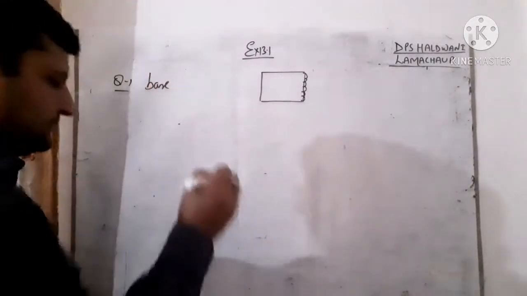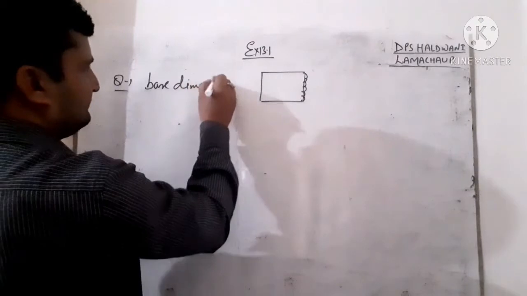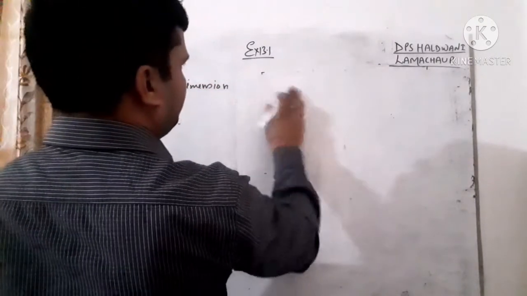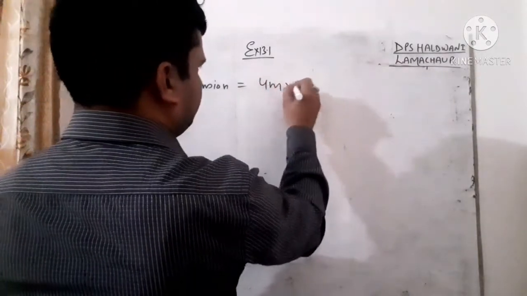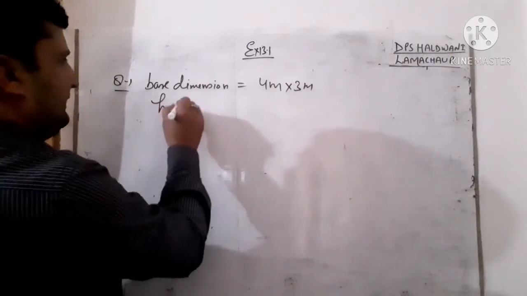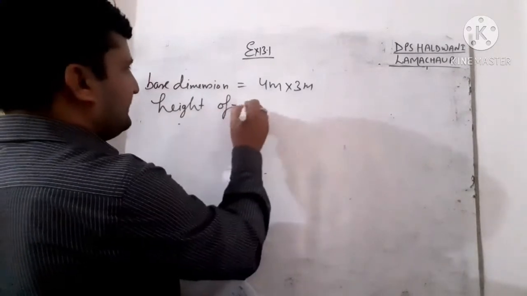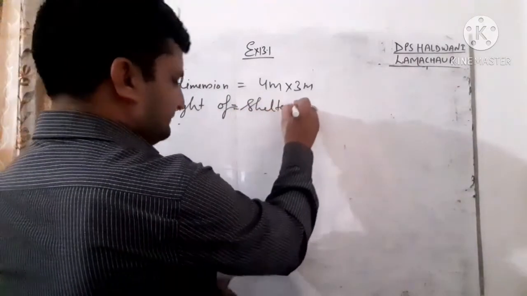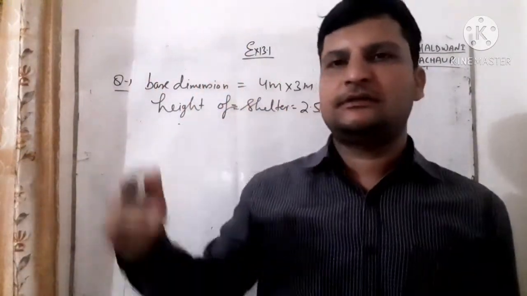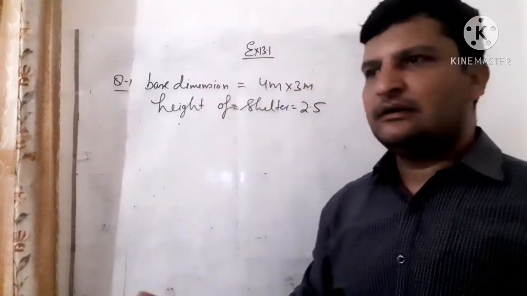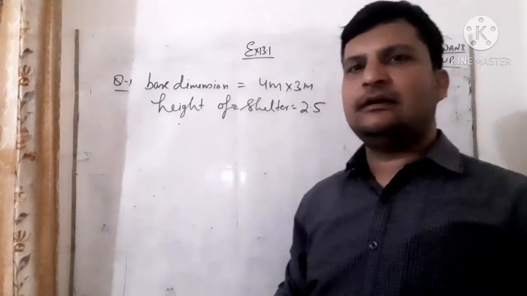We can write it base dimension is equal to, base dimension is given that student 4 meter into 3 meter and the height is given that height of shelter is given that student 2.5 meter. Now students, all sides are covered, means 1 2 3 and 4 sides are covered, but base is means roof is also covered, but only base is left. So we have to find the area of this one.